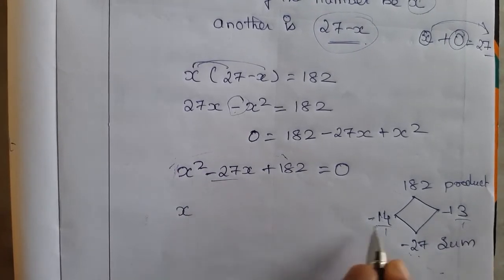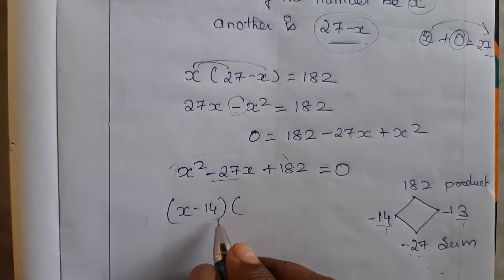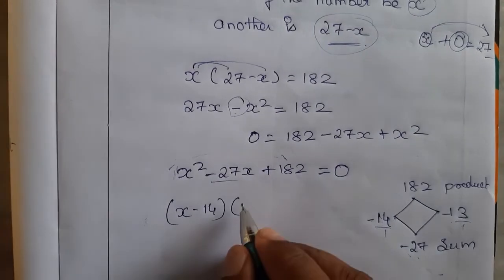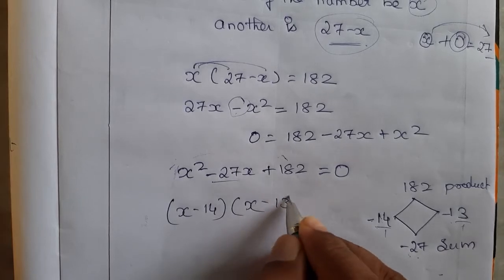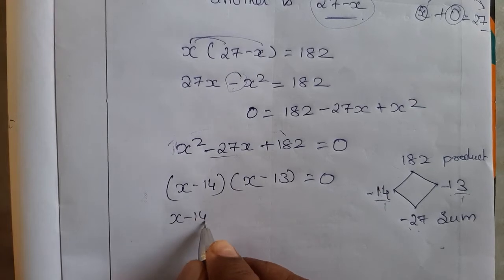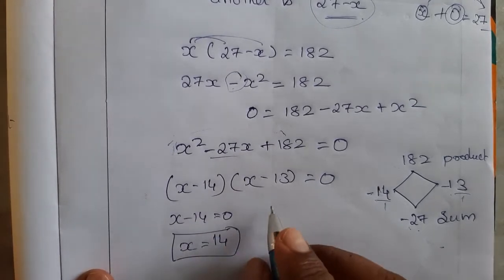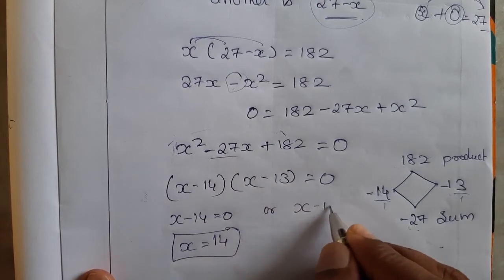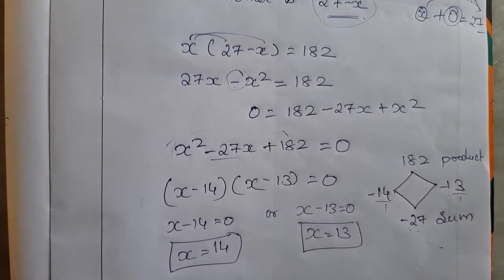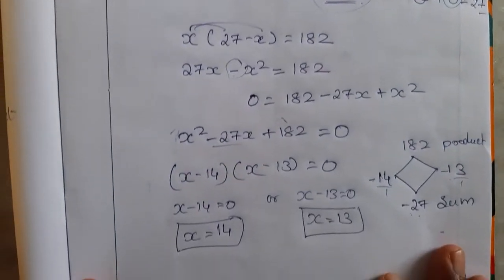So x minus 14 into x minus 13 equal to 0. So either this will be 0 or this is equal to 0. If x minus 14 equal to 0, then x is equal to plus 14. Or if x minus 13 equal to 0, then x is equal to 13. So that's two choices. So you have found one of the numbers, but two numbers are there, so you have to find the other number.